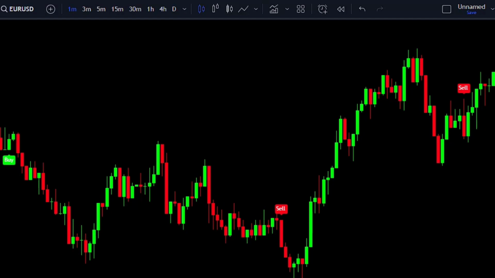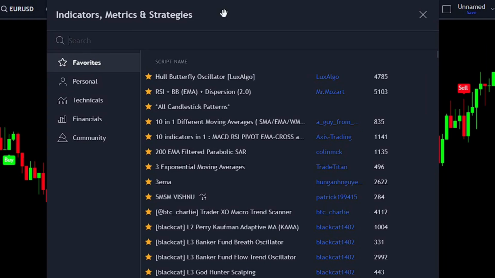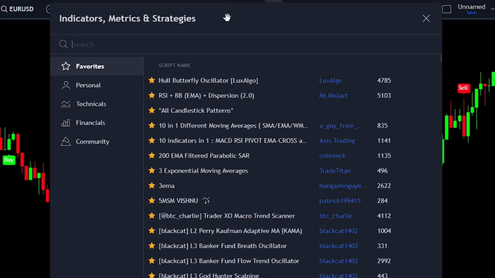The second indicator in our strategy is the RMI Trend Sniper. Let's add it to the chart and fine-tune the settings.